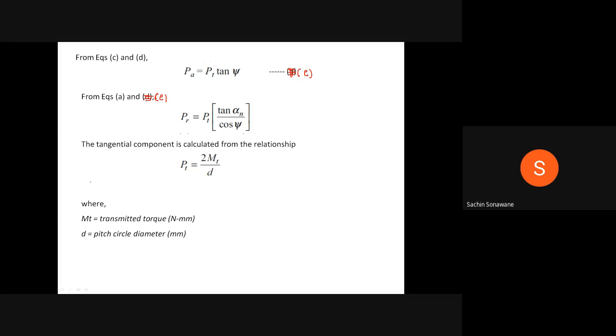Therefore, the tangential component is calculated from the relationship Pt is equal to 2Mt divided by D, where Mt is the torque transmitted, which we get from the power in kilowatt, Mt is the torque transmitted in Newton mm and D is the pitch circle diameter in mm.